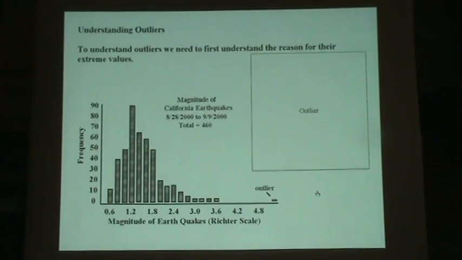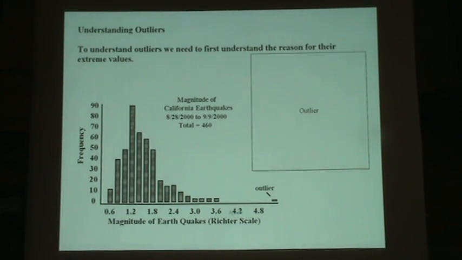Let's take one other quick look here. Sometimes it's important to interpret outliers, like when do you keep an outlier in the data set and when don't you keep an outlier in the data set? Let's take a look here. Here we have the magnitude of California earthquakes from August 28, 2000 to September 9th, 2000, and there were a total of 460 of them. This is the magnitude of earthquakes on the Richter scale. The higher the number, the stronger the earthquakes, and this was the frequency of them.